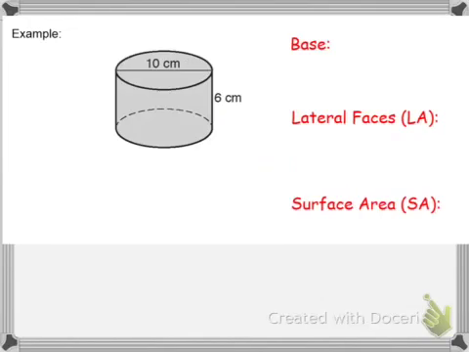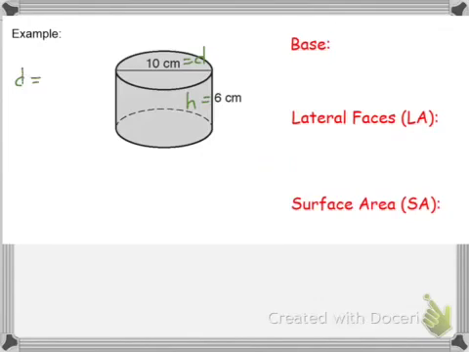Okay, let's do one more. This one's just a tad bit different from the last one, but pretty much your process is all the same. The only difference with this one is what that 10 centimeters is for. Notice that line goes all the way across your circle. So that means that your 10 centimeters is now your diameter as opposed to your radius. Your 6 is still your height.